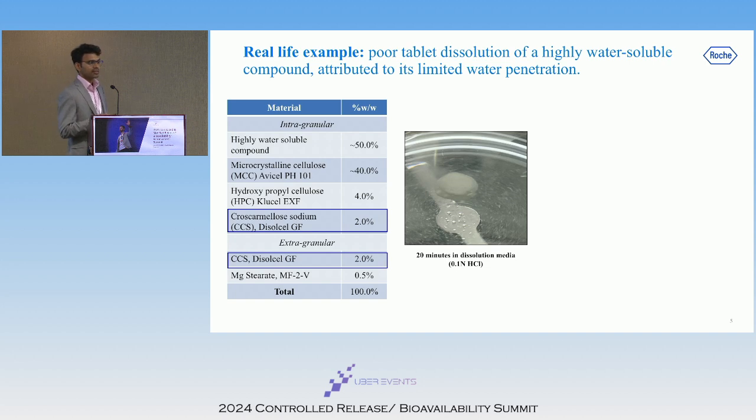So let's take a real-life example to understand why studying percolation is important. And this is an example that we had encountered recently, where an immediate release tablet dosage form containing a highly water-soluble drug substance was manufactured using a high shear wet granulation process using the components that are listed here in the table. So it contains microcrystalline cellulose as a diluent, hydroxypropyl cellulose as a binder, and croscarmellose sodium extragranularly as a disintegrant.